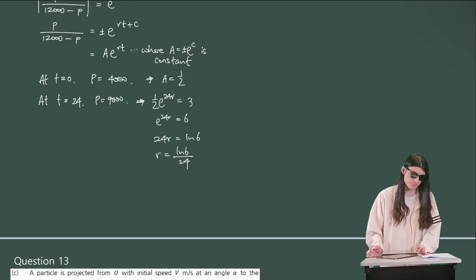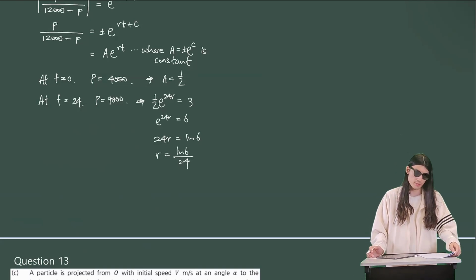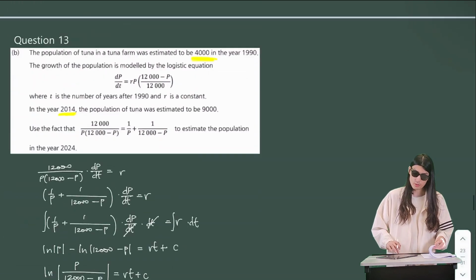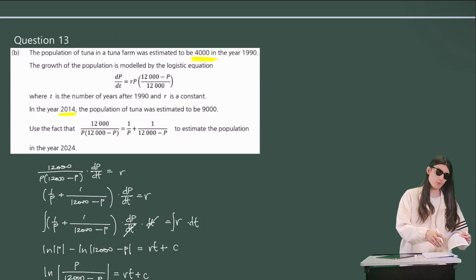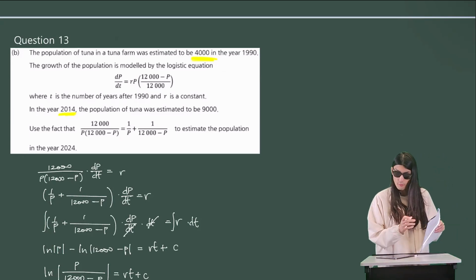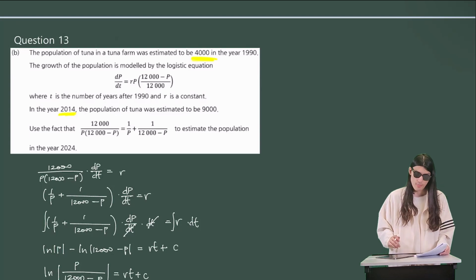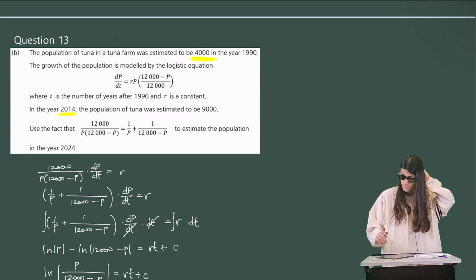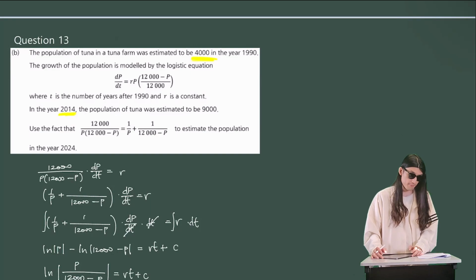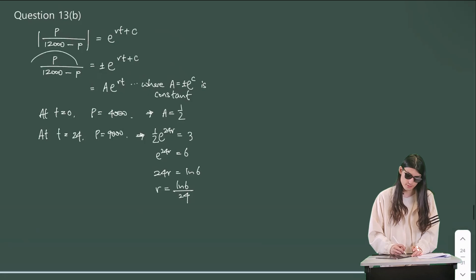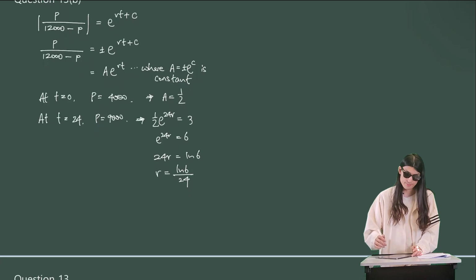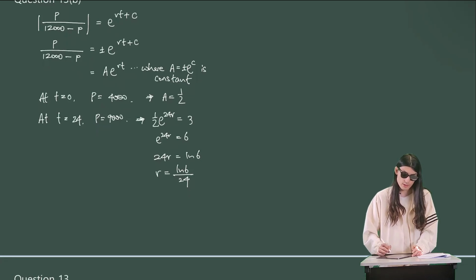Rearrange this now to make P the subject, your population the subject, because our job in the question is to estimate the population in the year 2024. Now 2024 is 34 years after 1990. So our job is to estimate the population P when time t is equal to 34, isn't it? To do that, like I said, rearrange this to make P the subject. So what I'm going to do is flip both sides first.